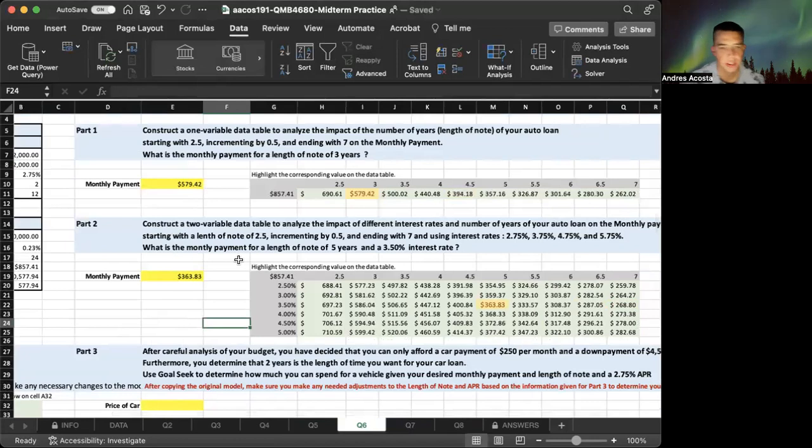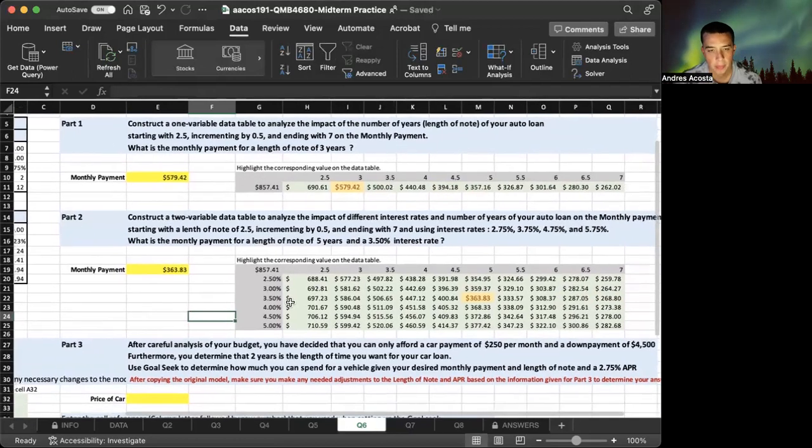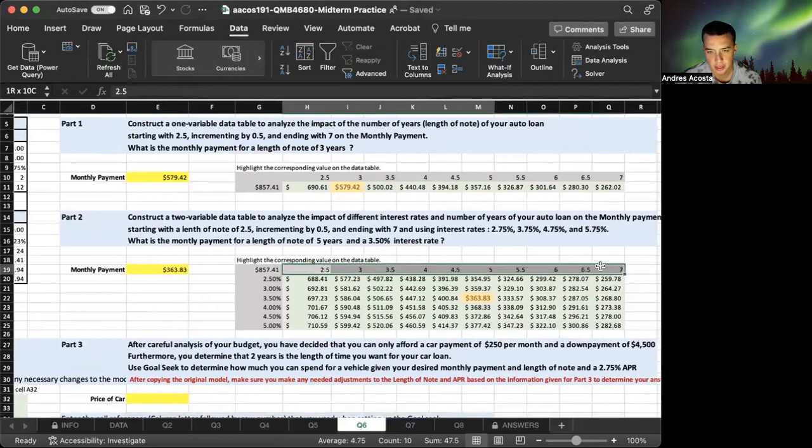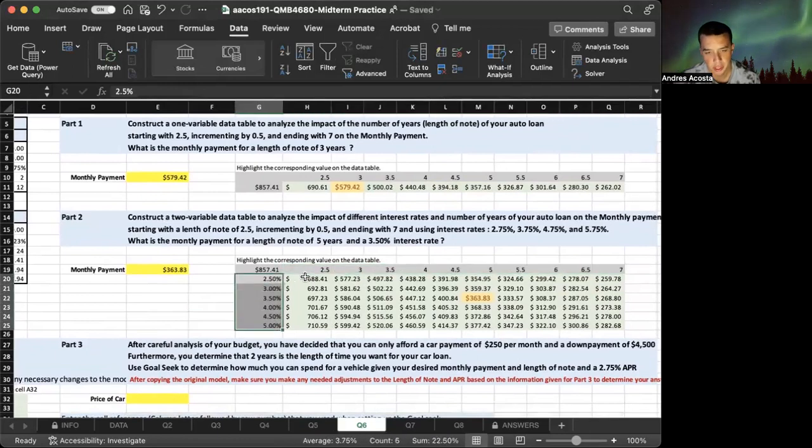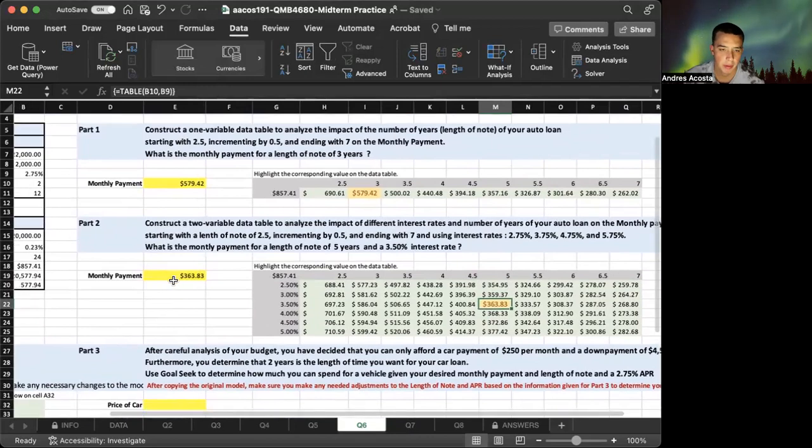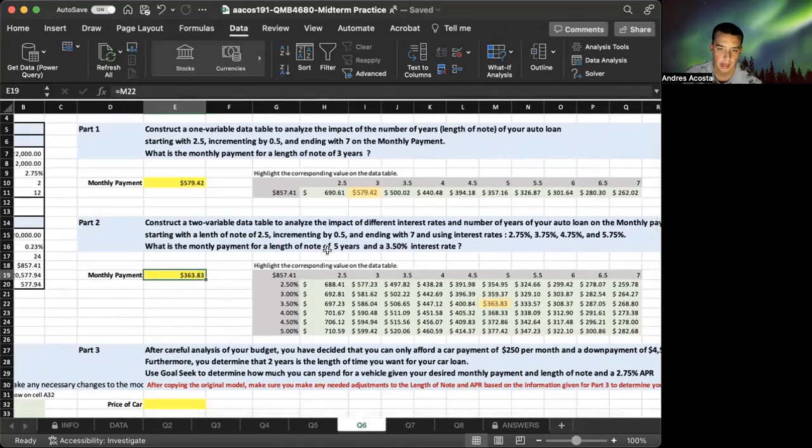Now, the question is, what is the monthly payment for a length of note of 5 years and a 3.50% interest rate? If you look at this chart up here, it says it's the length of note, and these columns are the percent interest rates, right? So if we're looking for a length of note of 5 years, we would have to go here, and then an interest rate of 3.50%. We would finish off here, and this is the $363.83 monthly payment. So that would be our monthly payment for a length of note of 5 years and 3.50% interest rate. Now on to part number 3.